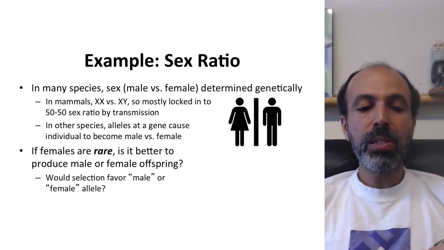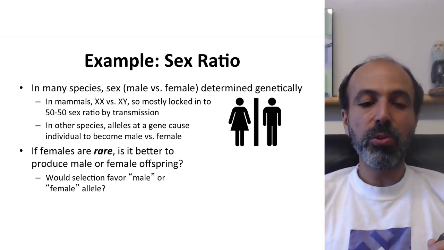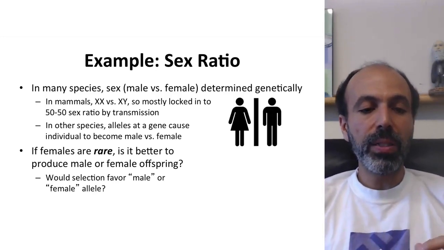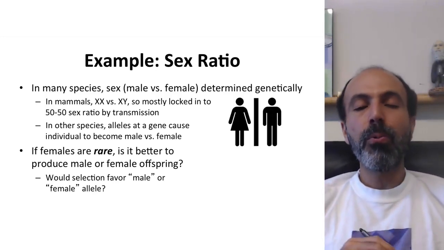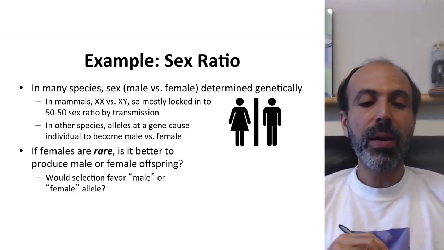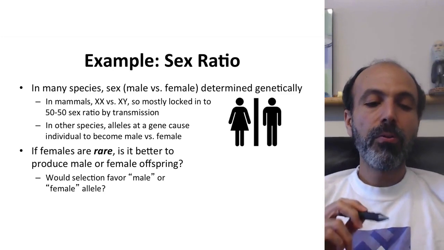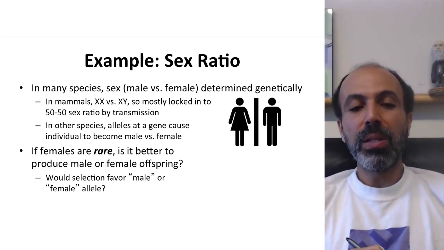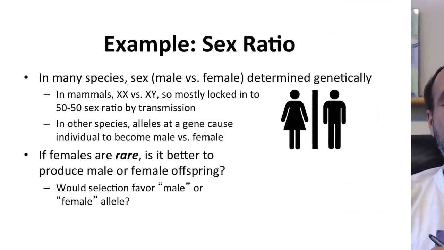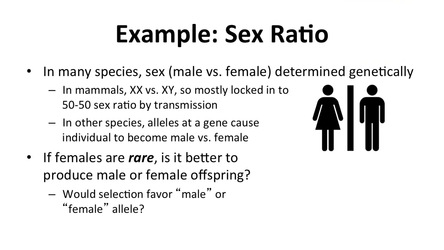But there are other species where alleles at one gene can cause an individual to become a male versus a female. You can have this sort of variation within it. Now, if females are very rare in the population, and you need both males and females to make offspring, is it better for you to produce male or female offspring? Is it better to produce the abundant type? Or is it better to produce the rare type? Essentially, in this particular example, would selection favor the male or the female allele?